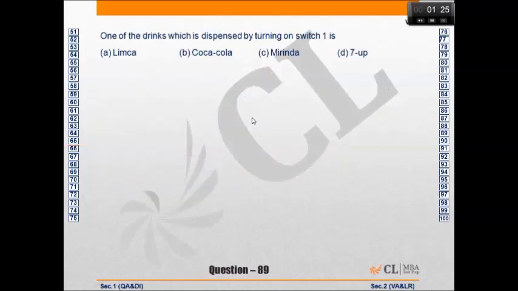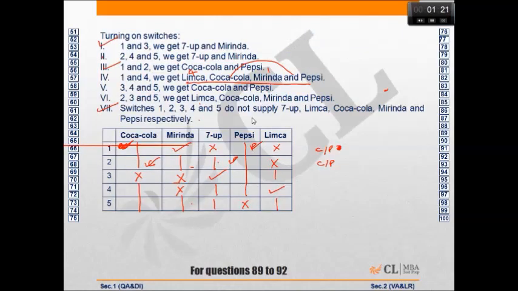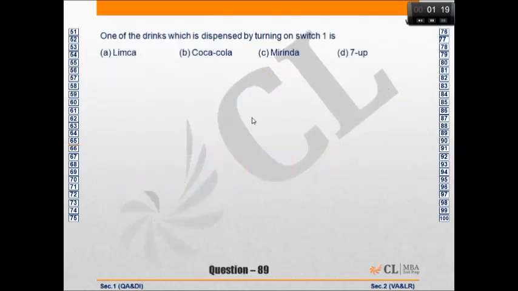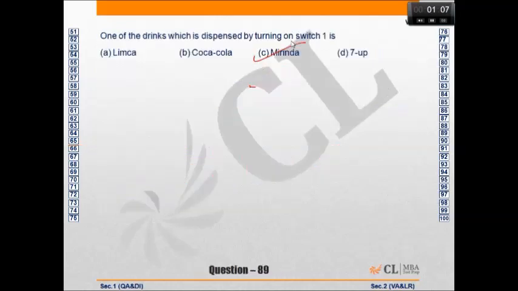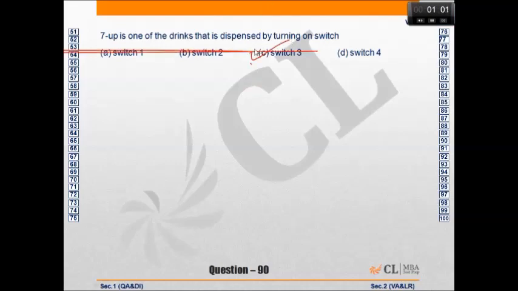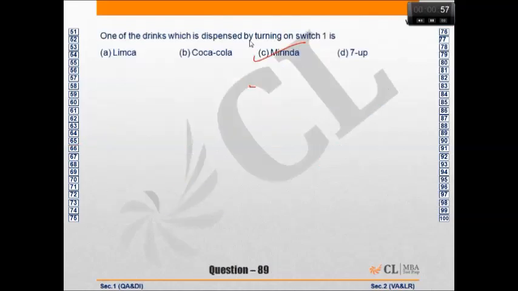The choices help me. One of the things that is dispensed by turning on switch 1. Mirinda is there. Actually, this tells me the answer. Mirinda, let me mark the answer. 7 Up is doing 1, 2, 3, 4. 7 Up from which one? 7 Up does come from 3. How stupid of me, I should have looked at the choice questions. At least I have been able to do 2 questions. 7 Up is by switch 3. That I already know. So 2 questions I have attempted.